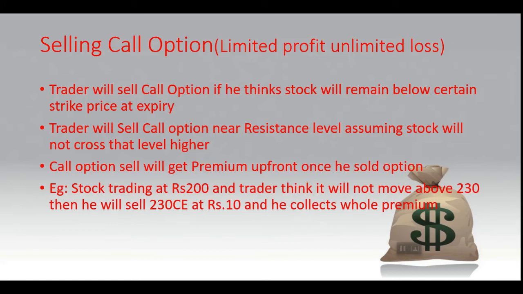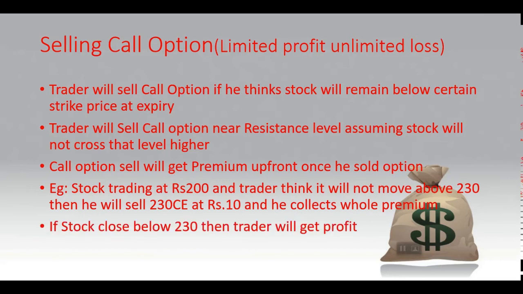Okay, so all these things will be the same for both the put options and the call options, but in call options the stock should trade below the sold call strike. Okay, so for example, if the stock is trading at 200 and the trader thinks the stock will not move above 230 for this current month, then he will sell the 230 call option at rupees 10 and he collects the whole premium. Okay, if the stock closes below 230, then the trader will get a profit.